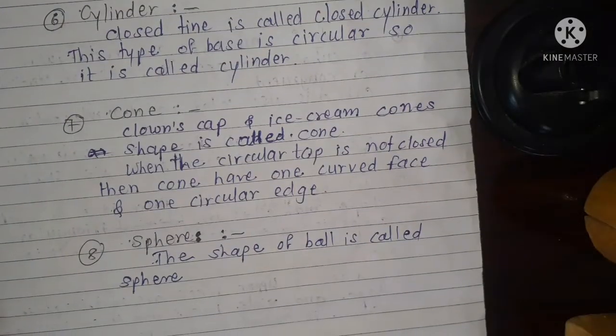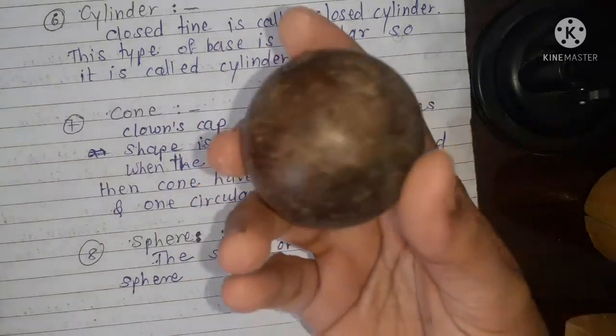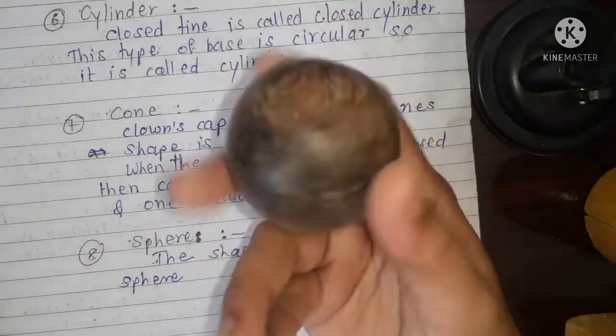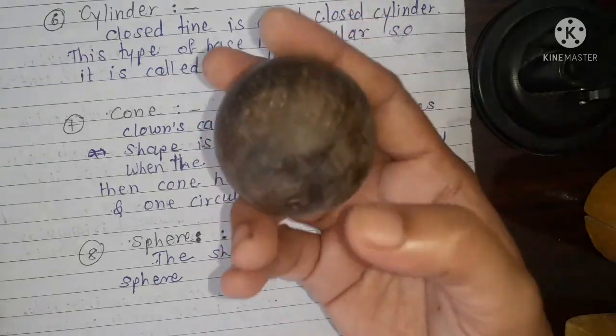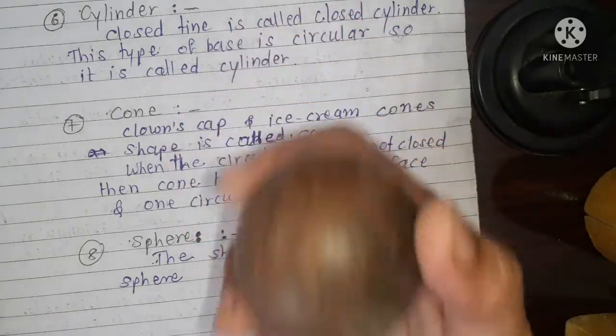Now sphere. The shape of a ball is called a sphere. This is a sphere shape. Ladu, ball, pebbles are examples of a sphere.